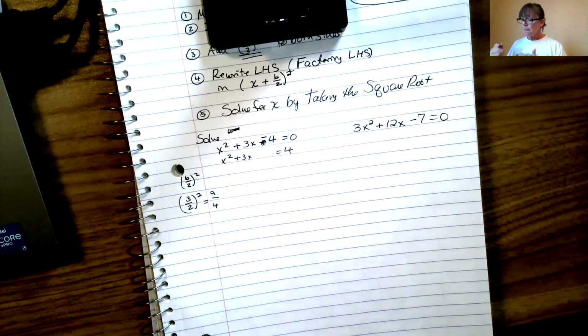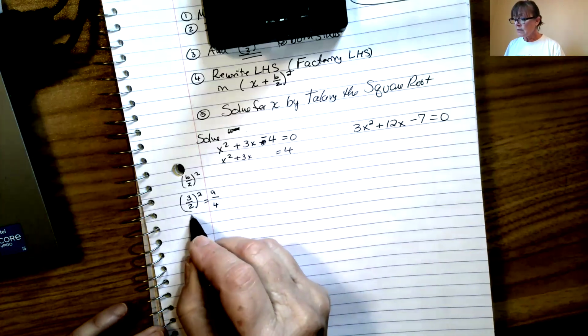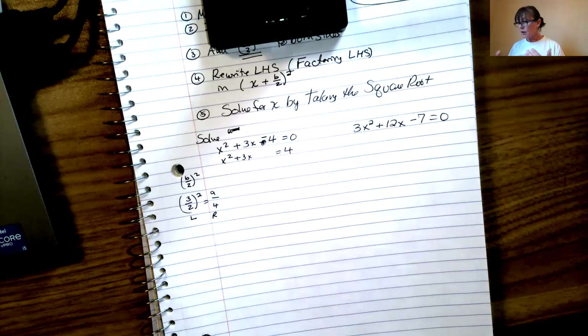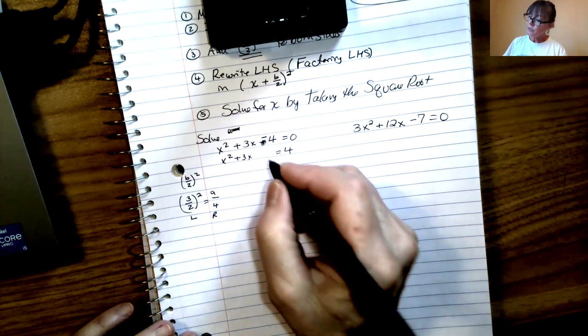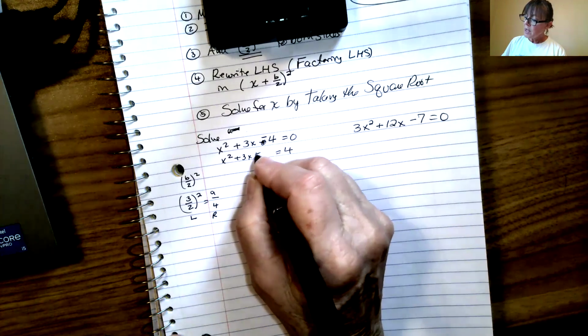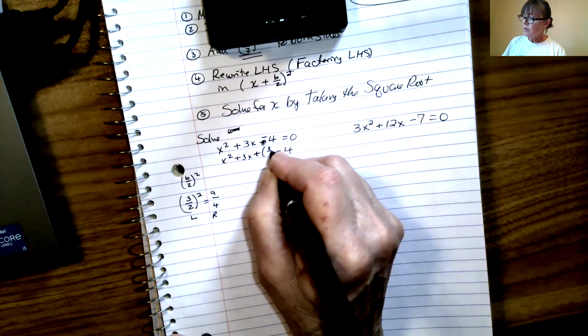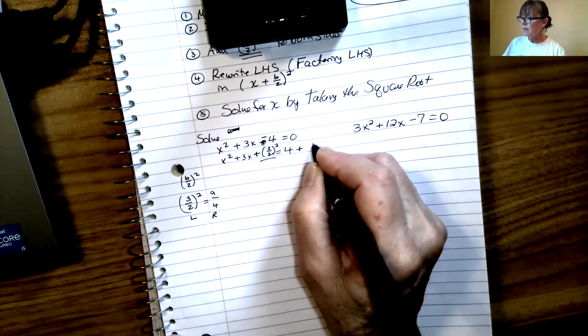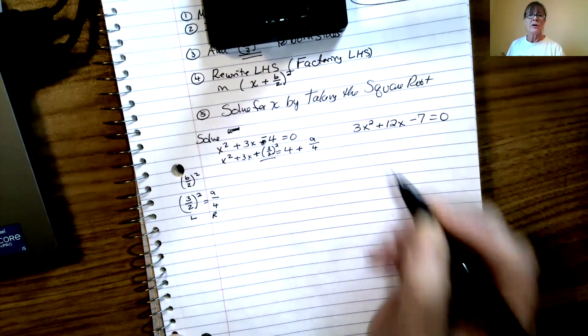When I teach this, I like to write it in this form on the left-hand side and in this form on the right-hand side. They are equivalent. It doesn't matter, but I'll show you why in a minute. So plus (B over 2) quantity squared, and to keep our equation balanced, plus 9 over 4 over here.